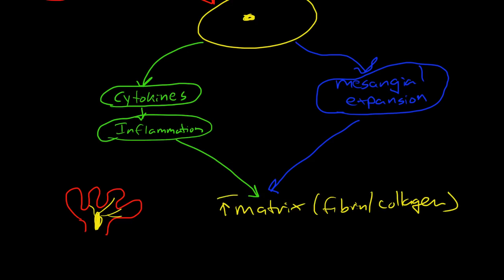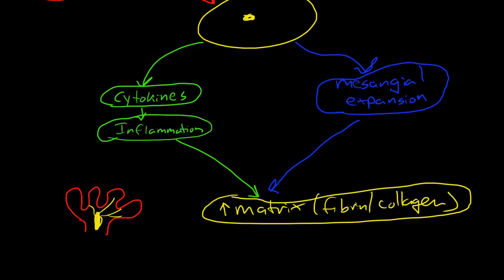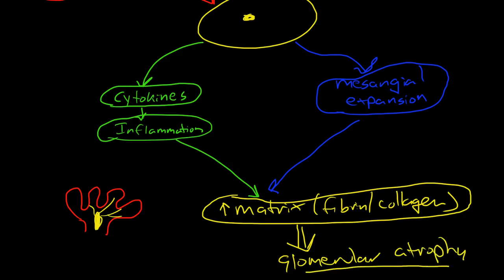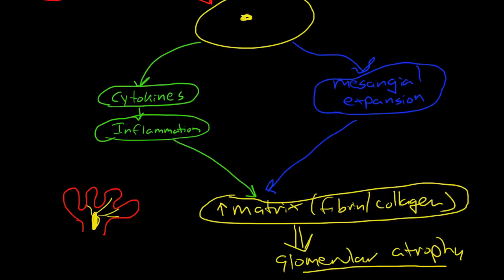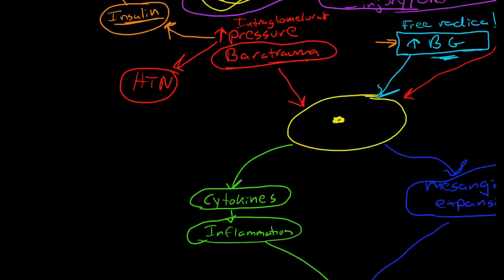Now, with increased fibrin and collagen within the glomerulus, we're going to start to have glomerular atrophy and dysfunction. Okay, the glomerulus will eventually become completely useless, and Bowman's capsule will be filled with fibrin and collagen and no longer be capable of filtering and beginning the process of creating urine. Okay, so let's talk a little bit about the stages of diabetic nephropathy.